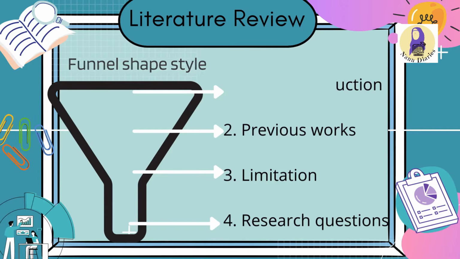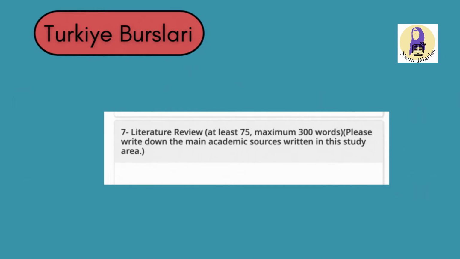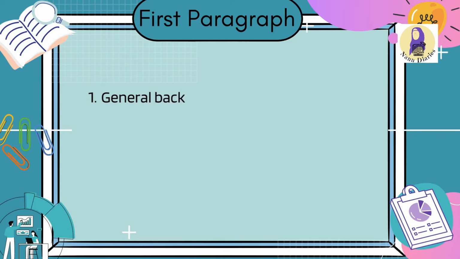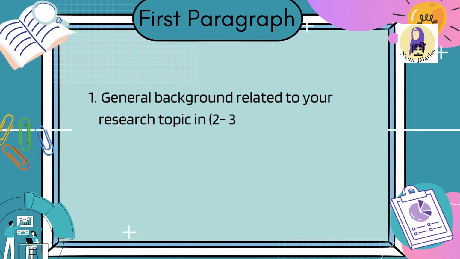Literature review can be more than one paragraph, but in the research proposal of the Turkiye Burslari, you don't need to do that. You will just write it based on the word limits. In the first paragraph of the literature review, you will just write the general background related to your research topic, two to three sentences.